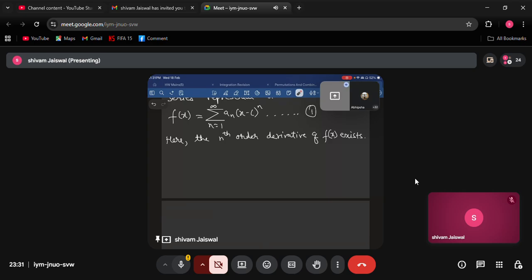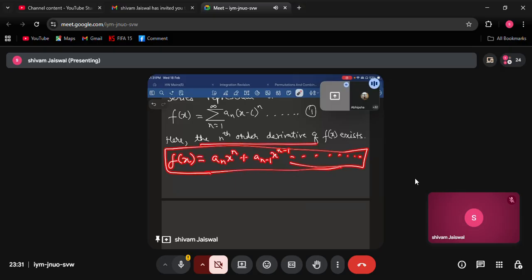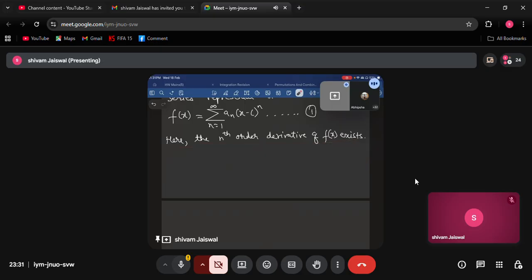Yes. Basically, this particular expression f of x can be written in terms of a n x to the power n plus a n minus 1 x to the power n minus 1, and like this it goes on. So can you differentiate it n times? Yes or no? We can differentiate it n times. That's what I have written: the nth order derivative of f of x exists.